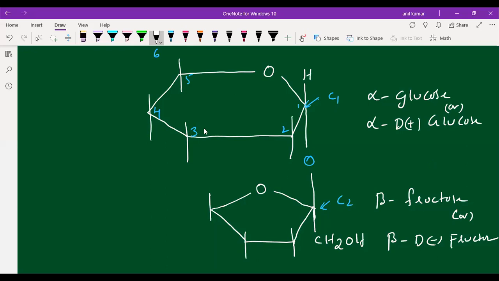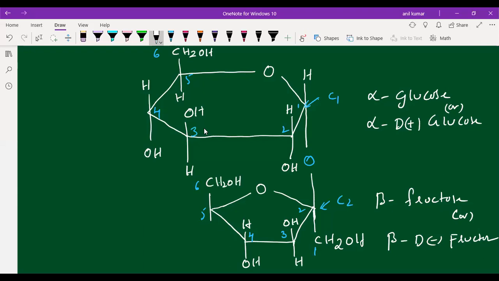Here what will you have? Hydrogen and OH. Next here you will have OH at upside and hydrogen down, and here hydrogen will be up and OH will be down. Next you will have CH2OH upside and hydrogen down. Right, students? Here also the same case. First give the numbering: first carbon, second, third, fourth, fifth and sixth carbon. Third carbon same, OH will be upside, hydrogen down. Fourth carbon H will be up, OH will be down. Next CH2OH, and you will have the H.